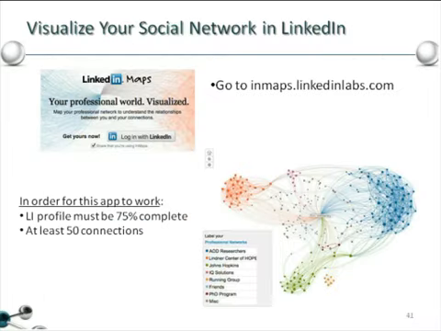Okay. So during our first webinar, I showed you a map of my LinkedIn profile, but I didn't tell you how to do it yourself. So I wanted to include this slide. It's really super easy. You go to the URL on the slide, and as long as your LinkedIn profile is 75% complete and you've got at least 50 connections, you'll be able to visualize your own social network.